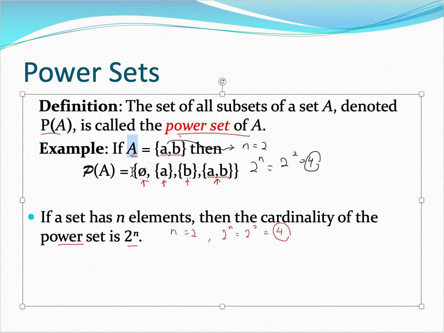Alright, so if we list out the subsets of this A, then we will get the empty set, and then we will get the set that contains A, the set that contains B, and the set that contains both, itself.